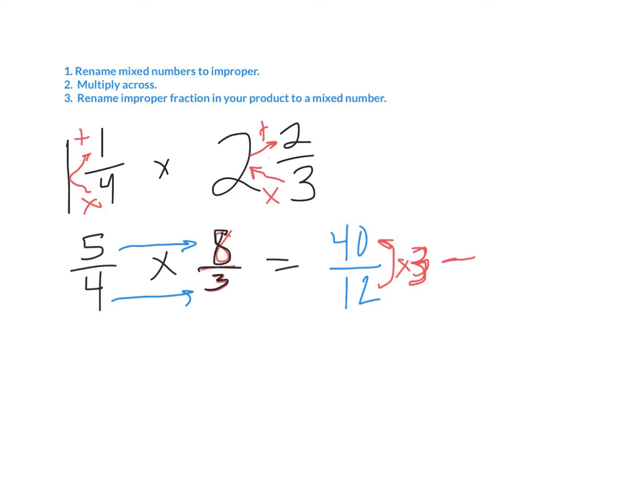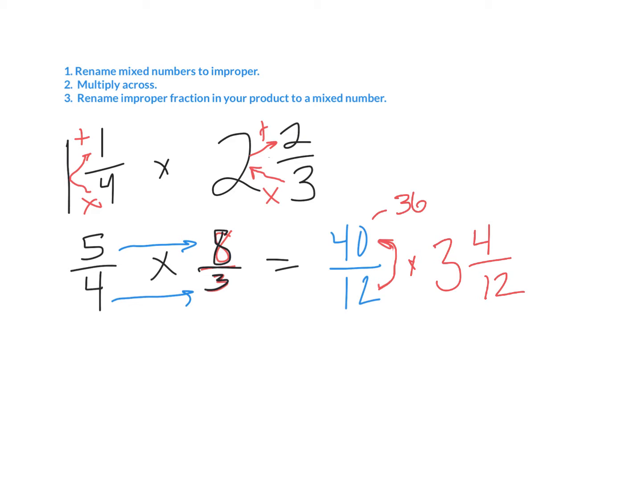Oh, that's pretty sloppy. Let me erase that. Oh, wrong one. So if I multiply 12 by 3 groups of 12, I know that becomes 36. So all I have to do is take away 36 from my numerator, and that leaves me with 4 left over, and I have twelfths.